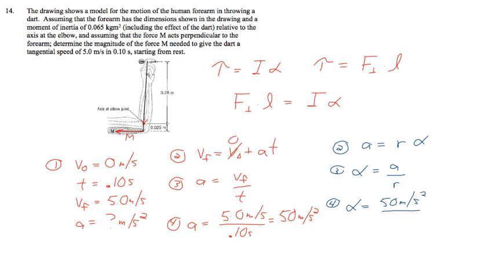So what is the R in this problem? Look, if this is my pivot point here, the arm's going to move like this. So that's the center of my circle. This is where the dart is leaving, right there. So it's what? 0.28 meters.